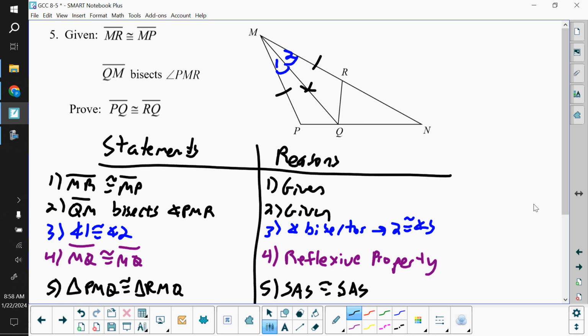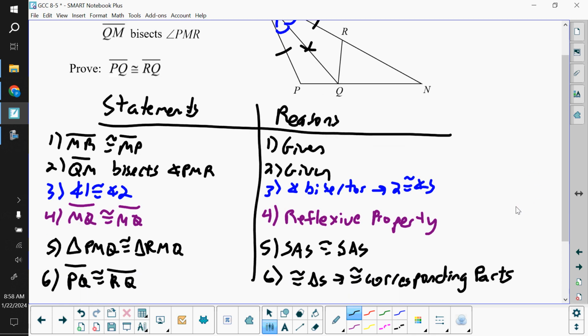I named my first triangle PMQ, so wherever you have P, that should match with the R. Wherever you have M should match with the other M, and Q matches with Q. And then finish it off with a congruent triangles implies congruent corresponding parts to get what we wanted to prove.